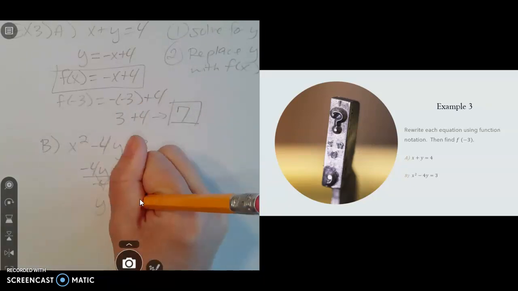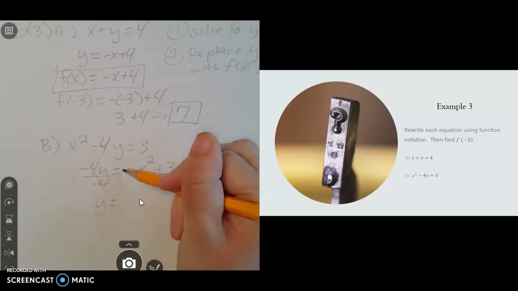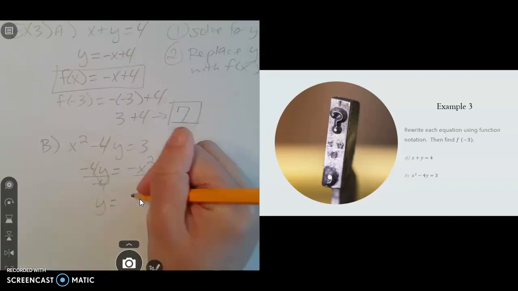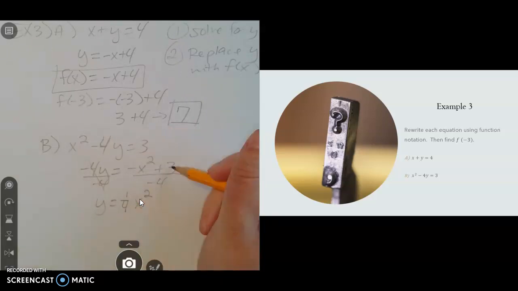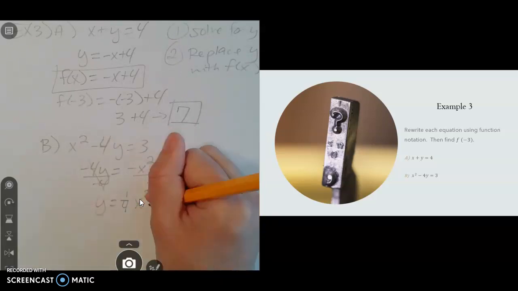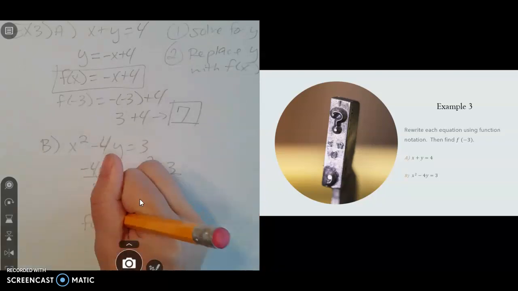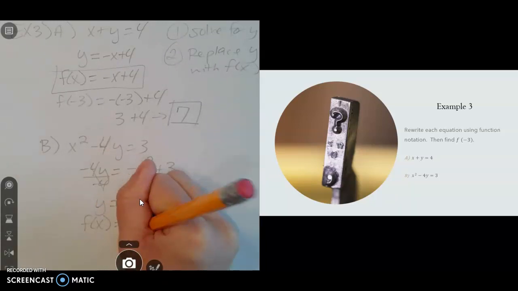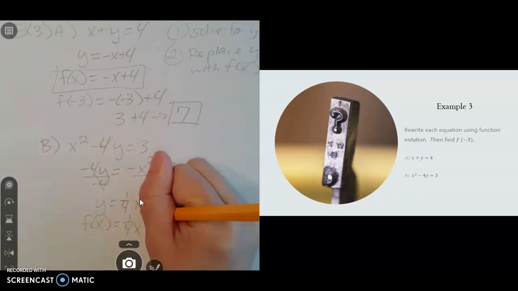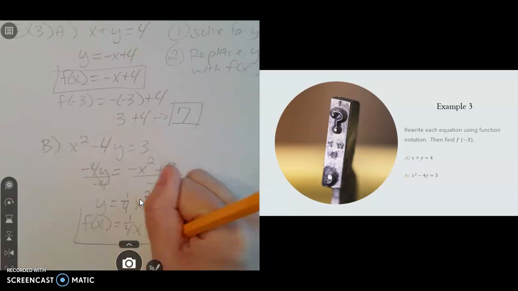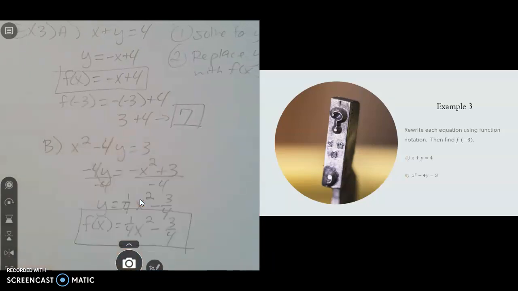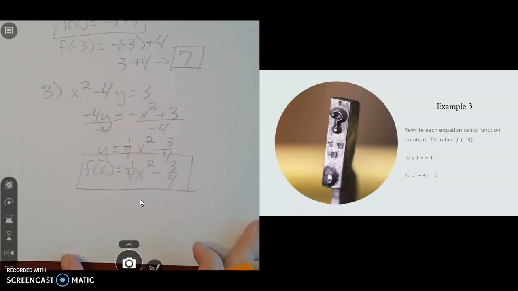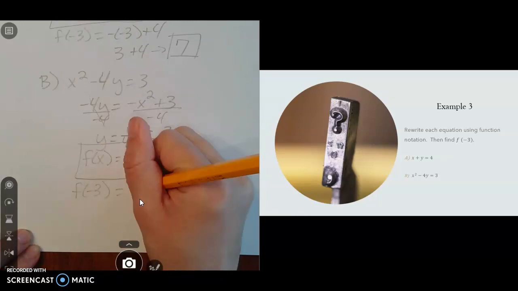So I'll have y equals negative 1 divided by negative 4, which simplifies to a positive 1/4 x squared. I'll have 3 divided by negative 4, so that's negative 3/4. And then I'll replace my y with f of x so that it is in function notation. So I've got f of x equals 1/4 x squared minus 3/4. And now we're in function notation for that equation. Next up, we'll find f of negative 3. So I'm going to substitute negative 3 for x.